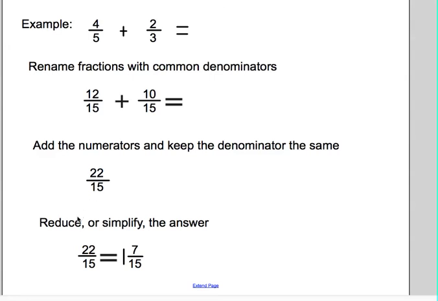However, we can reduce or simplify the answer. So let's take that 22/15. It's an improper fraction for one thing. So let's change it into a mixed number. We get 1 7/15, and that can't be reduced any more than that. So here we have our answer, 1 7/15. Make sure you have this example copied into your notes before you continue.